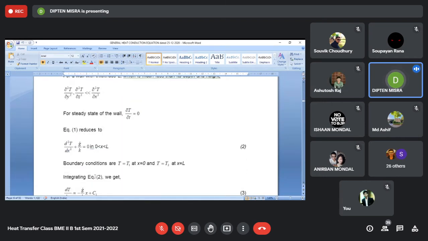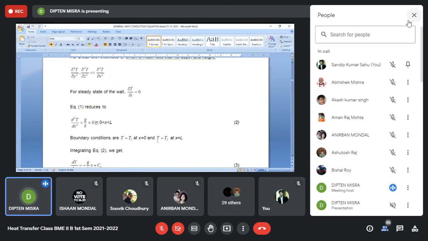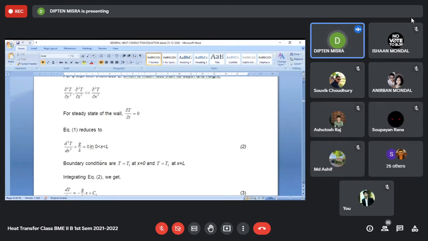This is the simplified equation d²T/dx² plus g dot by k equal to 0, and this is valid inside the wall excluding the boundaries. That is why this is valid between x equal to 0 and L, and not valid on the outer surfaces of the wall, that is at x equal to 0 and x equal to L. And at x equal to 0 and x equal to L, there are two more conditions which are required to solve this equation. They are called the boundary conditions.